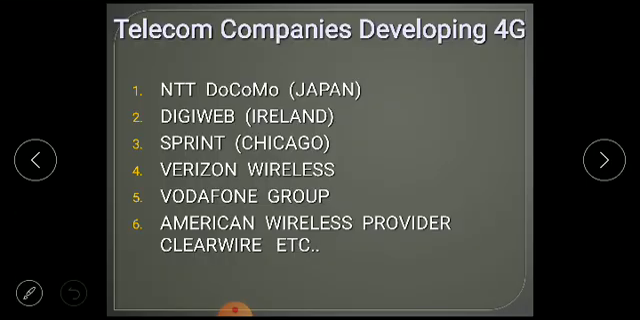So next, the companies which were involved in the research and development of the 4G technologies. During the years 2002 to 2010, various companies were involved in the research and development of 4G before the implementation, right? That is, from Japan, NTT Docomo, from Ireland, DigiWeb, from Chicago, Sprint, and also Verizon Wireless, Vodafone Group, American wireless provider Clearwire, etc. So these are the companies which were involved in the research of the 4G technology, right?